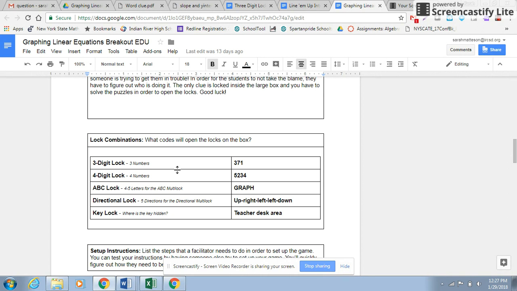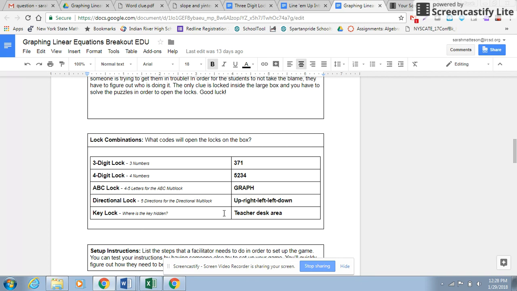You want to set your 3-digit lock to 371, your 4-digit lock to 5234. The ABC or the word lock is going to spell the word graph, so "graph." Your directional lock is up, right, left, and then down.